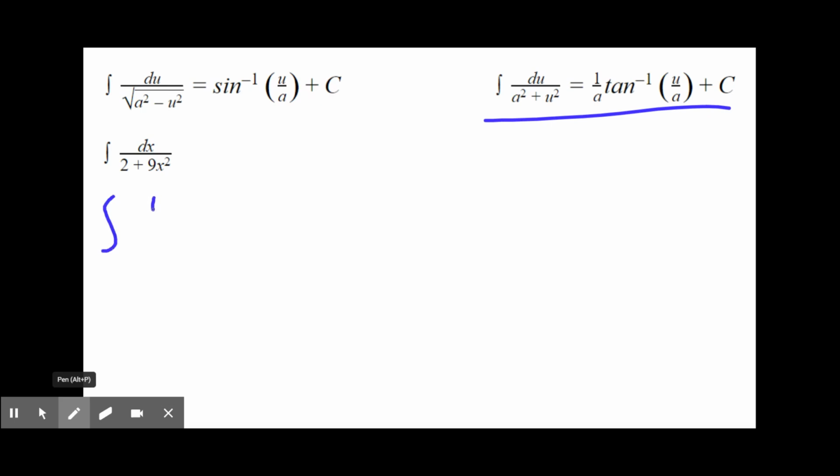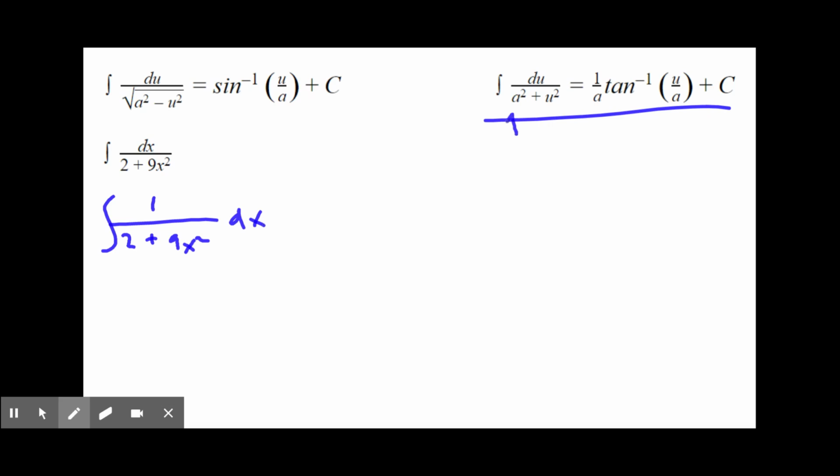So, I'm just going to write this again. It's 1 over 2 plus 9x squared dx. That's the same thing. Just want to make sure it's clear. So here's what I want you to do first. The first thing I want you to do is to try and identify what is your a and what is your u. Okay? What is your a and what is your u? Pause. Find those and then unpause and we'll go from there.